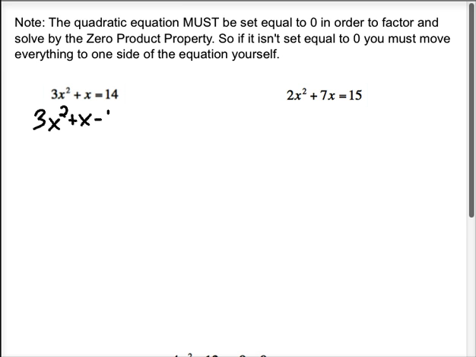So what that means is I have to subtract the 14 over with everything else to get it equal to 0. Okay, so you have to get everything to one side of the equation. You need everything on one side so it equals 0. And now I can go through my factoring process.